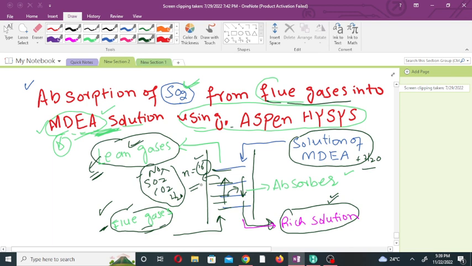So these are the specifications of the streams. There are two streams. One stream is coming from the top, which is the solution, and the flue gases are coming from the bottom. The lean gases are coming out from the top, and the dirty solution or the rich solution is coming out from the bottom of the absorption column.